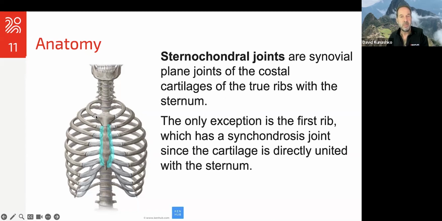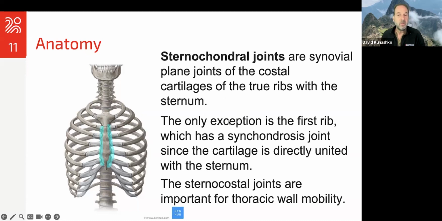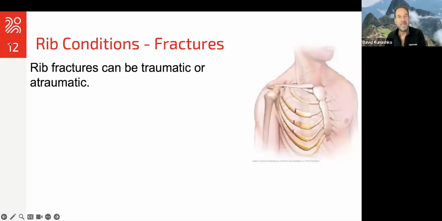It's hard to see here, but I don't know if you can see where my cursor is, up through this area. The sternocostal joints are fairly important for thoracic wall mobility as well. So these all play an important role in movement of the chest cavity for breathing, right? And they can be a real common source of pain and other symptoms.